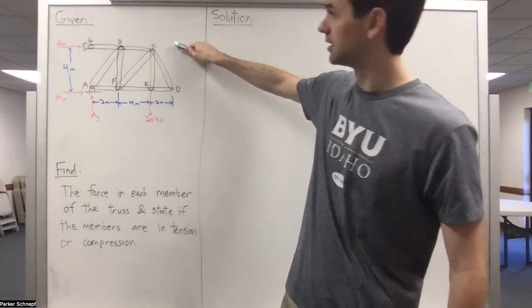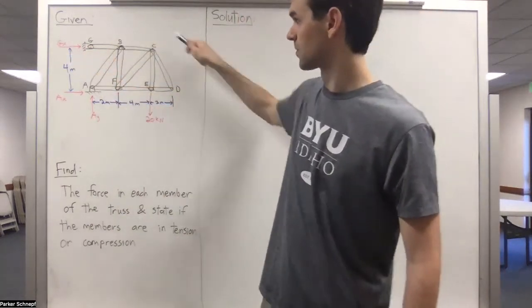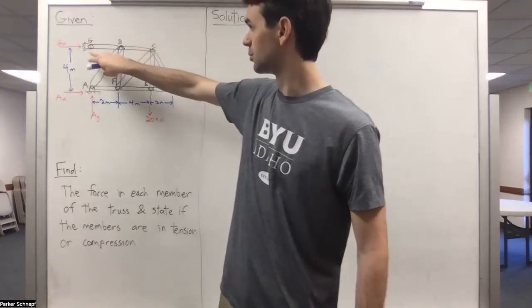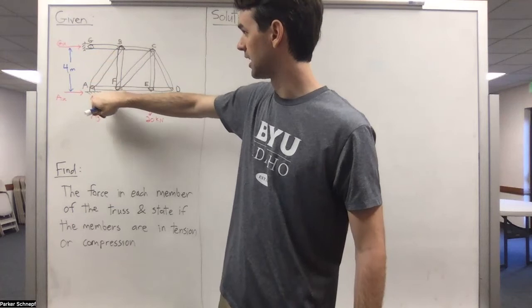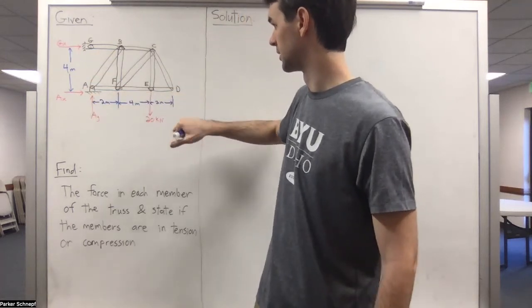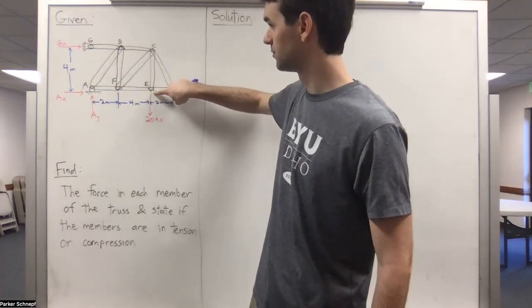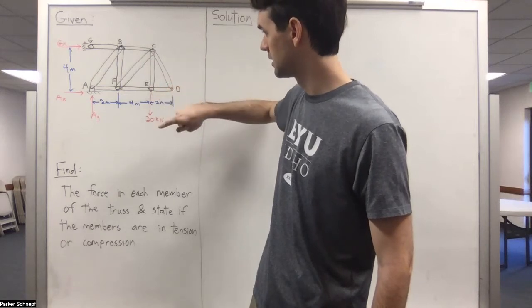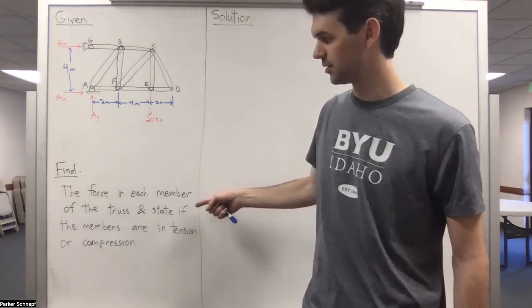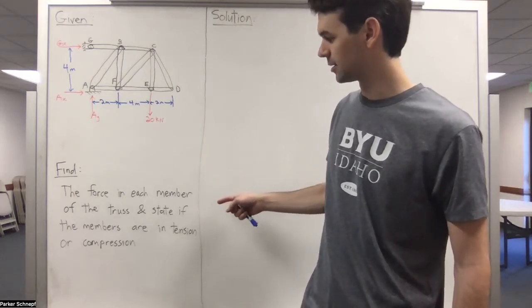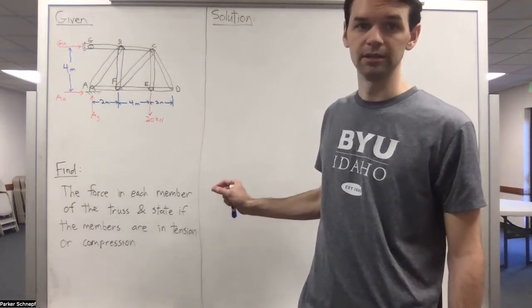We have this truss. It's supported by a pin here at G and a pin here at A. There is a 20 Newton force acting here at pin E. And what we're asked to find is the force in each member of the truss and to state if the member is in tension or in compression.